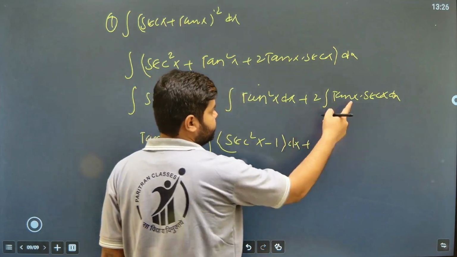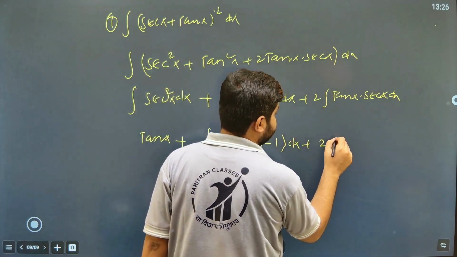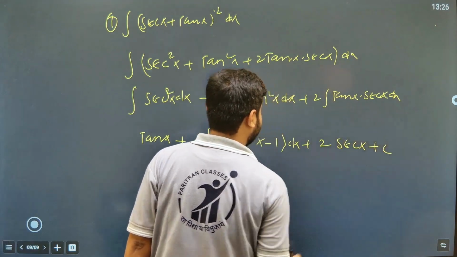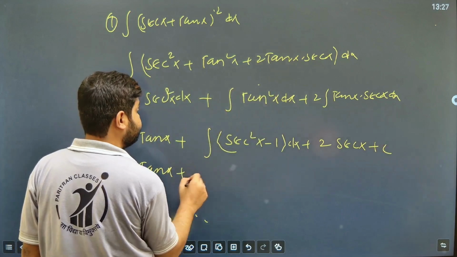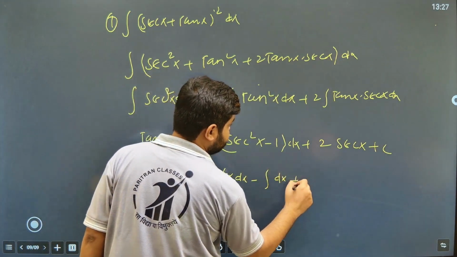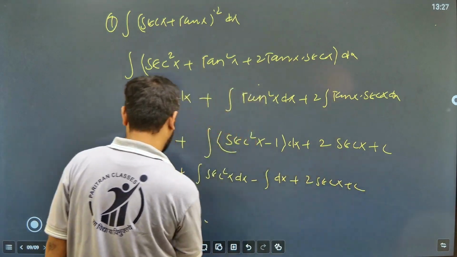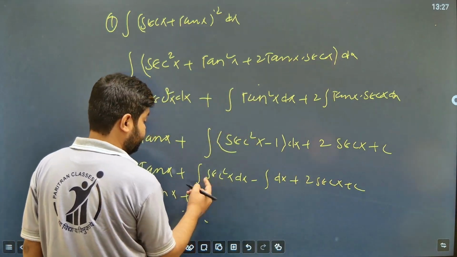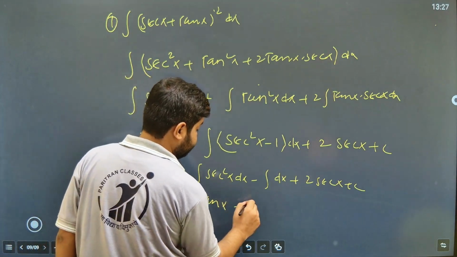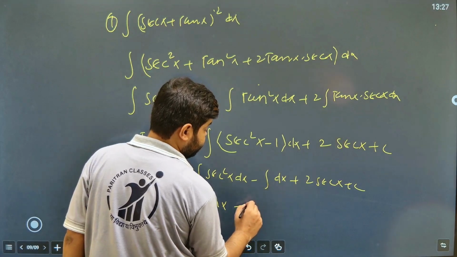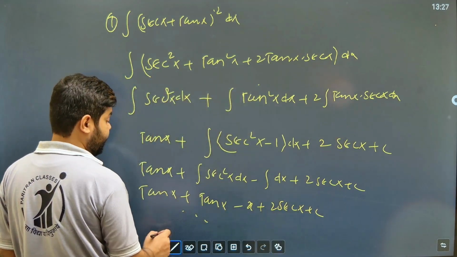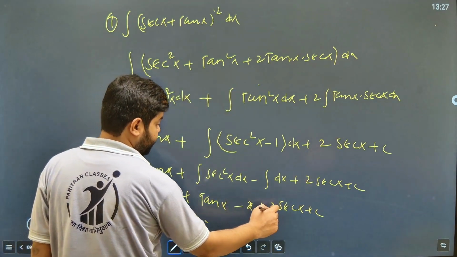And we know this formula; this is a standard integration. So we can write the integral of tan x sec x as sec x plus c. Here sec square x dx minus dx plus 2 sec x plus c. And we can write the integral of sec square x as tan x, and the integration of dx is x, plus 2 sec x plus c. Here tan x plus tan x will be 2 tan x, plus 2 sec x.